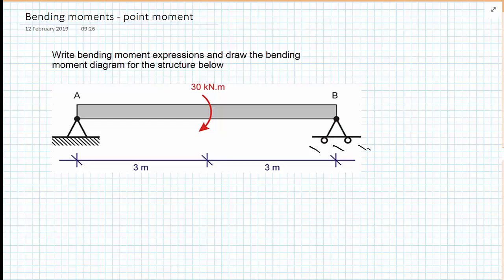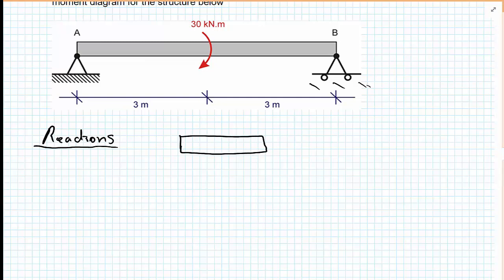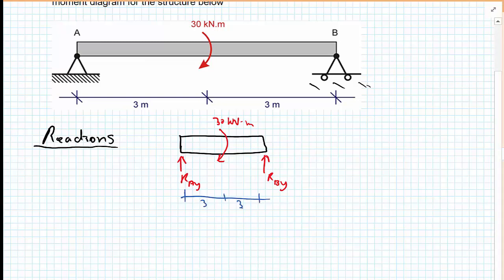As with all of the shear force bending moment problems we consider, the first thing we do is calculate the reactions. We'll draw a quick free body diagram of the entire structure. So we have a vertical reaction force at A, RAY, a vertical reaction force at B, we'll call RBY, and this point moment of 30 kilonewton meters in the center, and then the dimensions 3 meters and 3 meters.